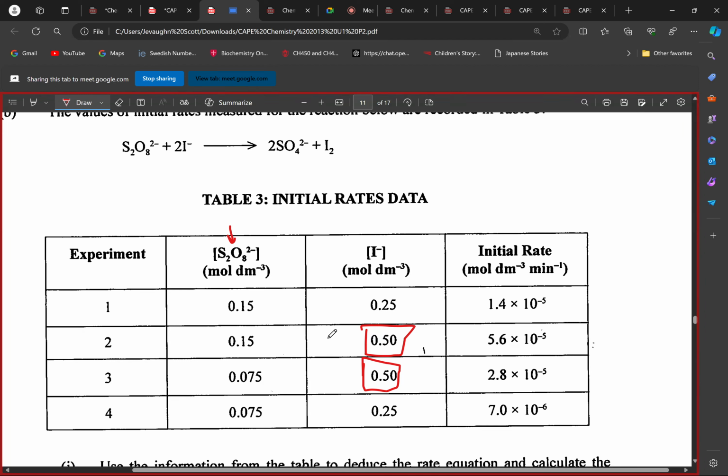Lovely. So why do we use these two? Why do we use 2 and 3 for iodide remaining constant? It's just because you wanted. Could you use 1 and 4 as well? Yeah. Okay, but you chose to use 2 and 3. All right, so 2 and 3. What would be next now?